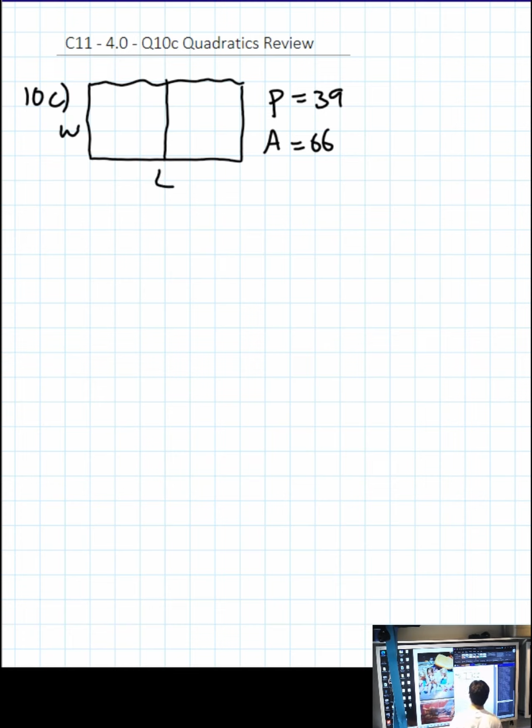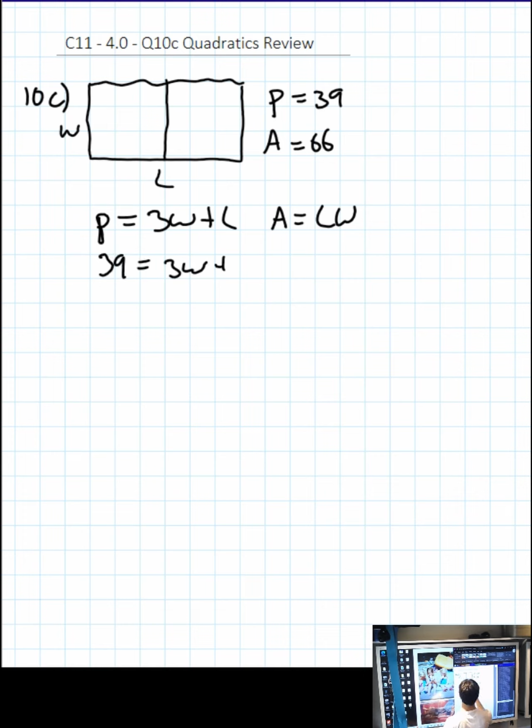Good. So our perimeter, P equals, will be 3W plus L. Beside it, our area will still be length times width. They've given us a perimeter of 39. We can put 39 in for P. So 39 equals 3W plus L. And then we can isolate for L in that equation. So if we subtract 3W, 39 minus 3W equals L. Let's put brackets around what L is equal to. Let's put brackets around L in the other equation.